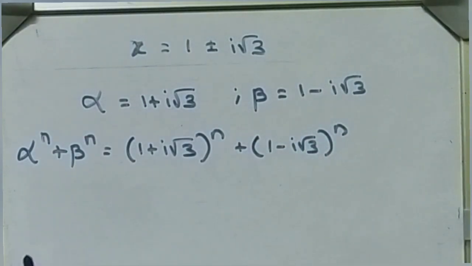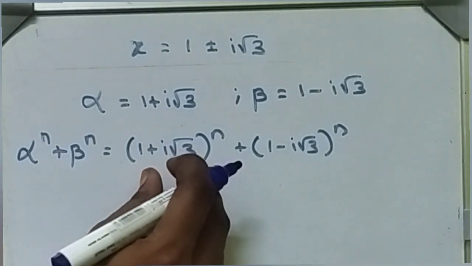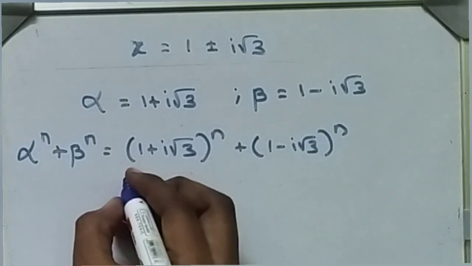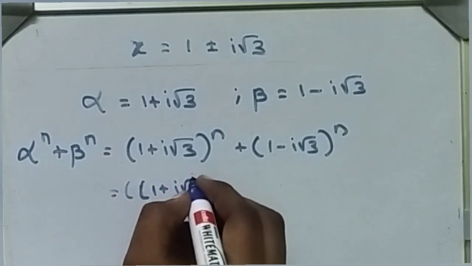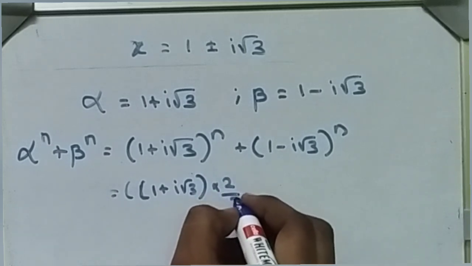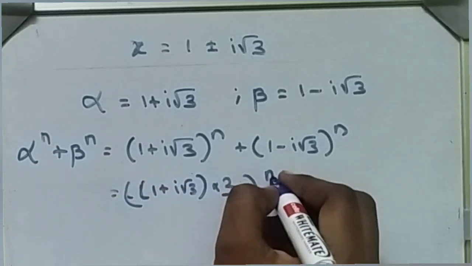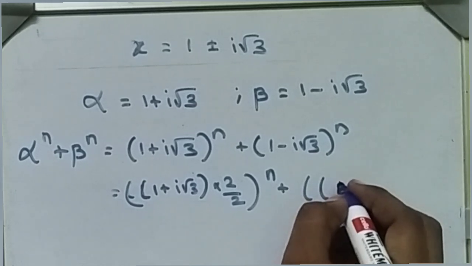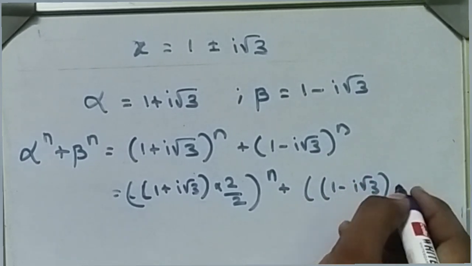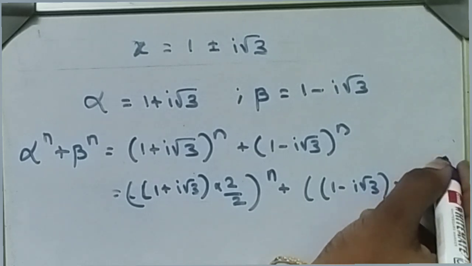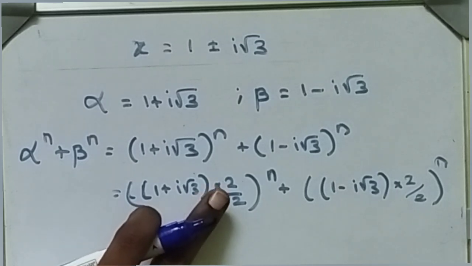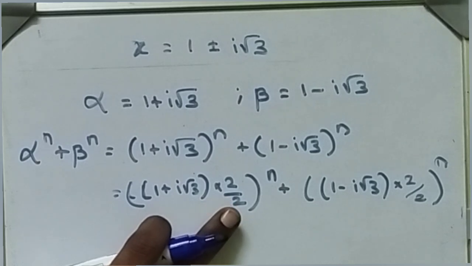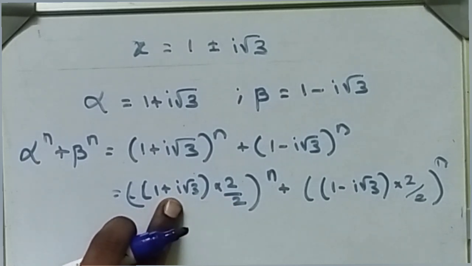Clear? Clear. I am multiplying this term by 2 by 2 and this term by 2 by 2. So it will become (1 plus i root 3) multiplied by 2 and divided by 2 power n plus 1, minus i root 3 multiplied by 2 divided by 2 power n. When we multiply and divide some number by an element, it becomes nothing. So we can do this: 1 to the root, 1 to the 2, so it will be 1. If we multiply this one, this will remain the same.